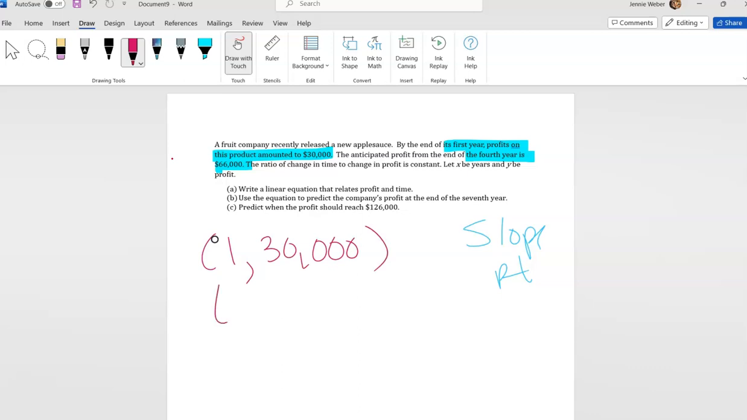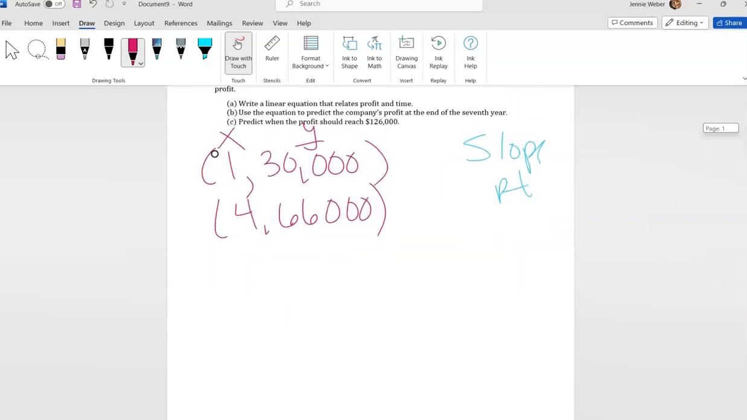The second one is 66,000, okay? Because X is years, so here's my X, my years, and Y is my profits. Now I'm leaving the profits in whole numbers. You'll see a lot of problems where they might turn it into thousands and do 30 and 66. Why would they do that? Simply because it's smaller numbers and easier to work with. But that's okay. We're going to use the whole thing. It didn't tell us to do that, so we're not going to mess with it.